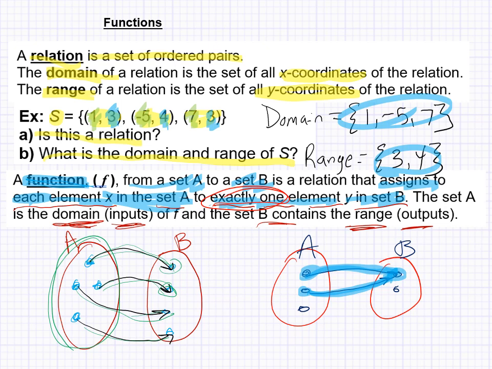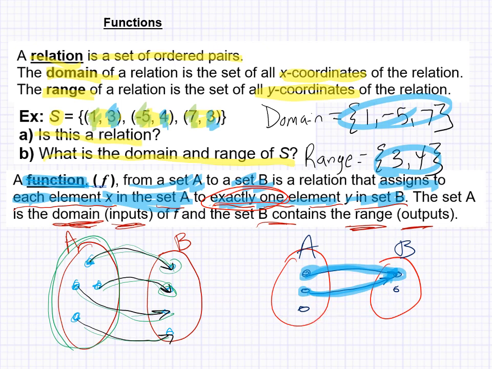The problem here is this one right here not getting matched anywhere. It has to get matched to exactly 1. So it would have to go, say, to there maybe. If that happened, okay, then we have a function. If not, this is not a function.